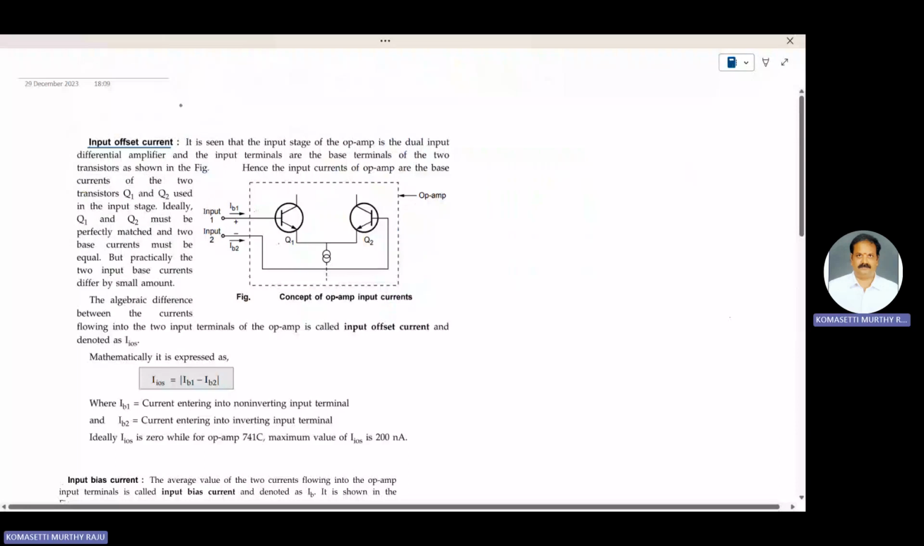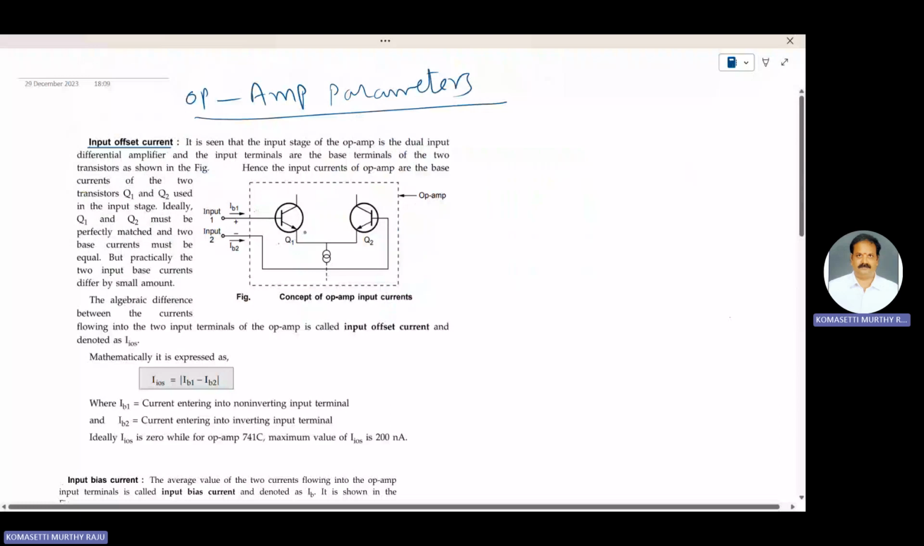Here I will explain op-amp parameters. Input offset current.